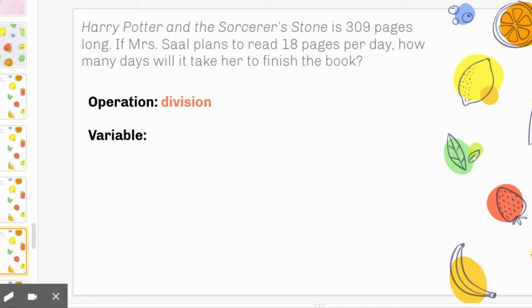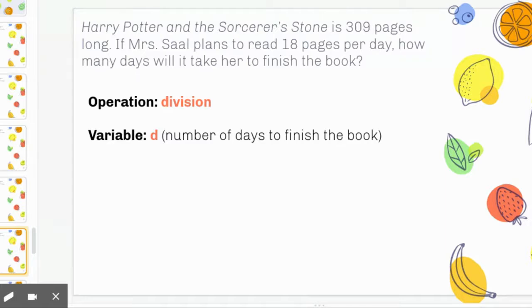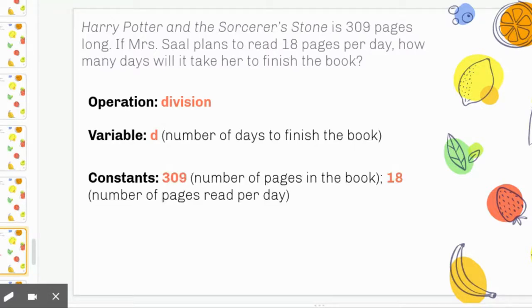Let's decide on our variable. What is it that we don't know in this problem? What is the unknown? In this case, the unknown is D, which represents the number of days it's going to take to finish the book. The next thing we need to look at are our constants. What numbers do we know? Well, in this case, I know 309 pages and I know 18 pages per day. So 309 is the number of pages in the book. 18 is the number of pages read per day.